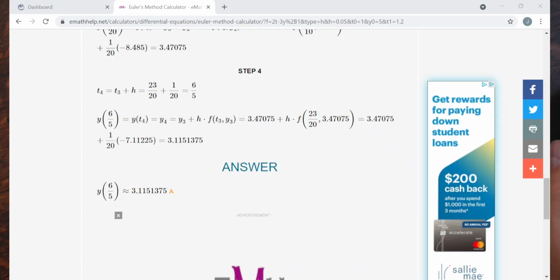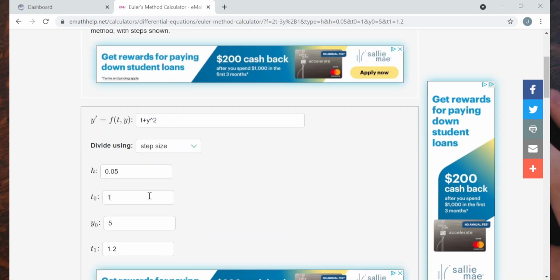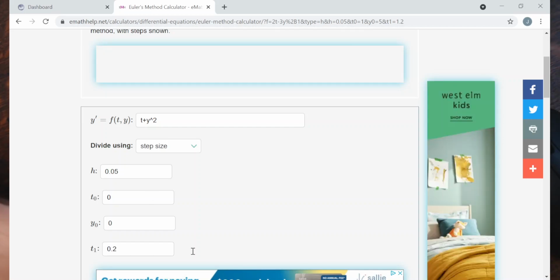All right. So going back up here, this time again the expression is x plus y squared for y prime, right? So t plus y squared, and it's y raised to the second like that with the caret. H 0.05, I said. We're starting at x0 equals 0. Right, so t0 equals 0. y0 was 0. And we want to end at t equals 0.2. Right, so hit enter.